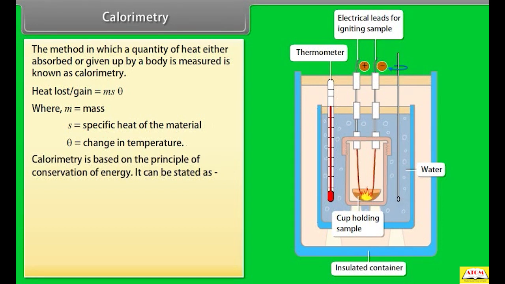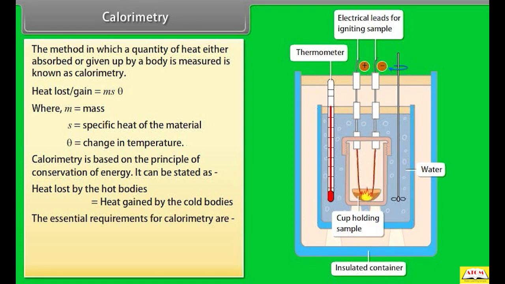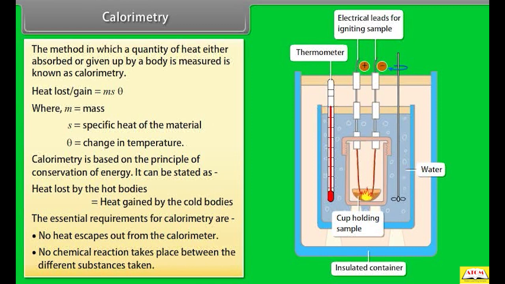Calorimeter is based on the principle of conservation of energy. It states that heat lost by the hot bodies is equal to heat gained by the cold bodies. The essential requirements for calorimeter are: no heat escapes out from the calorimeter, no chemical reactions take place between the different substances taken.